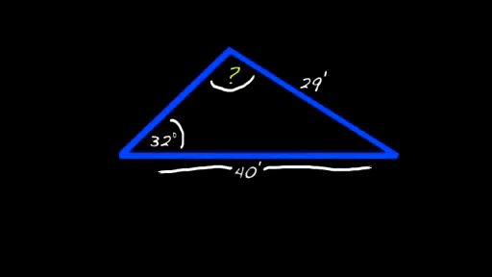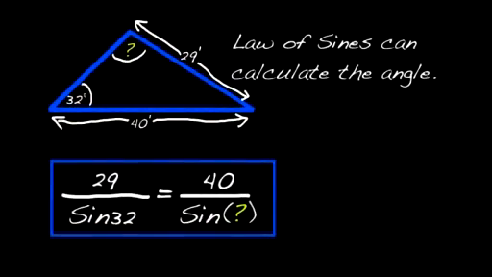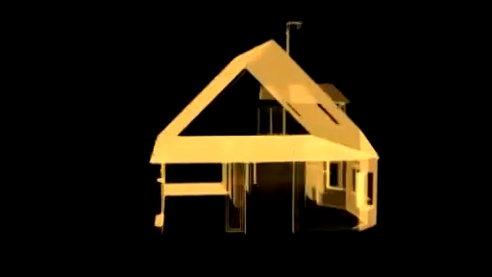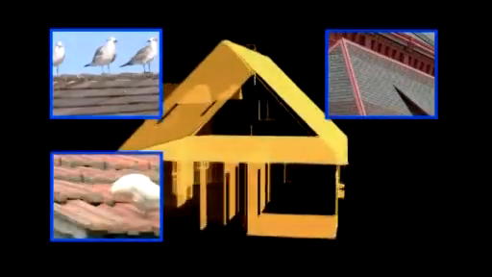Then we have to know this length, and then from that, using trig, we can calculate the angle and know whether or not we can walk on it, whether or not we can use shingles or slate or clay tiles or a flat surface rolled roof. All is determined by that angle. We have to know how to calculate the lengths of those triangles and those angles.